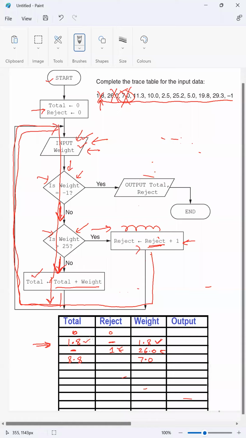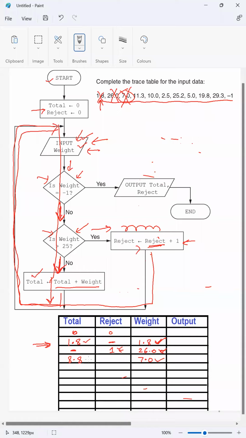So the trace table is basically telling us what path the code takes, which variables were updated when the value of weight was 1.8, which variable was updated when the value of weight was 26.0, and which variable was updated when the value of weight was 7.0, right? So we're only going to fill up the corresponding slots, corresponding variables.